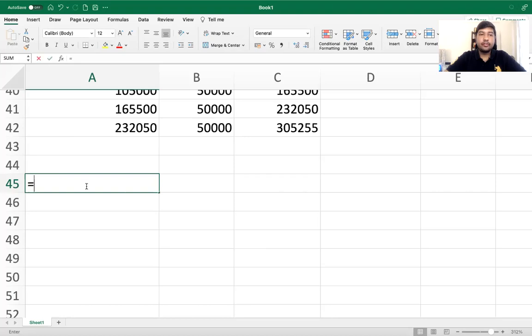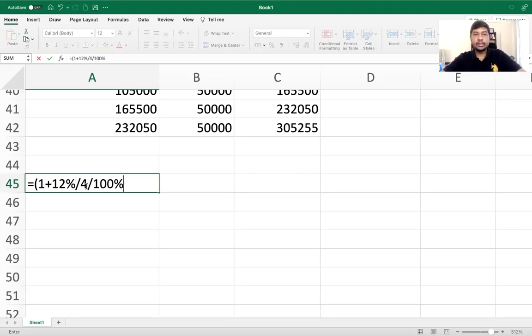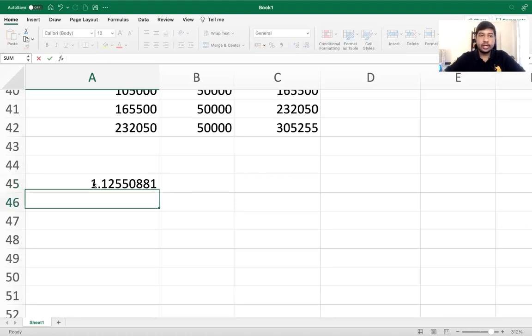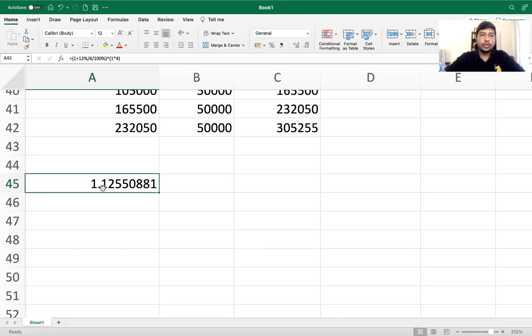So how do you calculate the effective return? It will be simply 1 plus 12% divided by 4, divided by 100%. Okay, if you remember, 12% is quarterly compounding. So you need to divide it by 4 quarters and then raise it to the power of 4. That means in 1 year, there are 4 compounding periods. When you do the math, what you're getting is 1.1255.